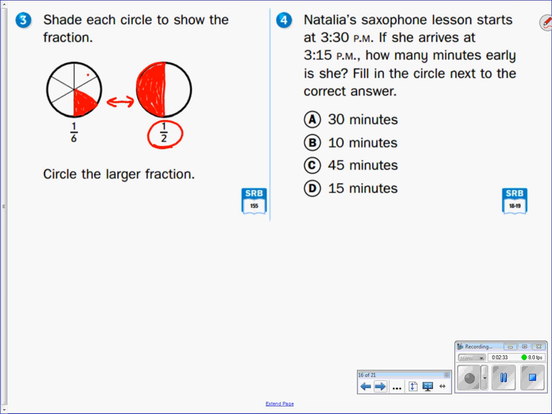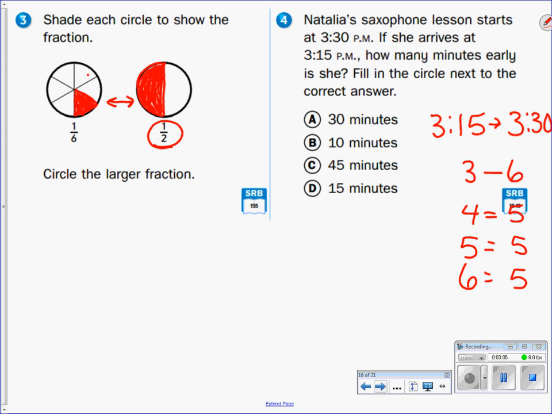All right, number 4. Natalia's saxophone lesson starts at 3:30 p.m. If she arrives at 3:15 p.m., how many minutes early is she? So I want to go from 3:15 to 3:30. Okay, so I'm going from the 3 to the 6 on my clock. So if you count 4, 5, 6, and each one of them counts as 5 minutes, and I add them up, I come up with 15 minutes. So D would be my answer.